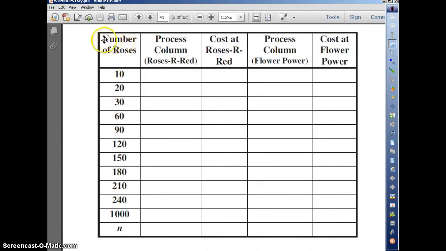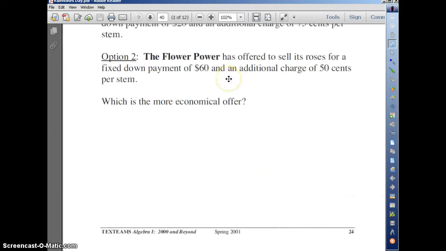You're going to start off with number of roses. You're going to use 10 roses. This is your process column. This is your cost at Roses Are Red. Here's your process column for Flower Power and the final cost for 10 roses at Flower Power. Okay, I'm going to get you guys started, and then you guys are on your own to finish filling this part out. Okay, now Roses Are Red, what was that offer?